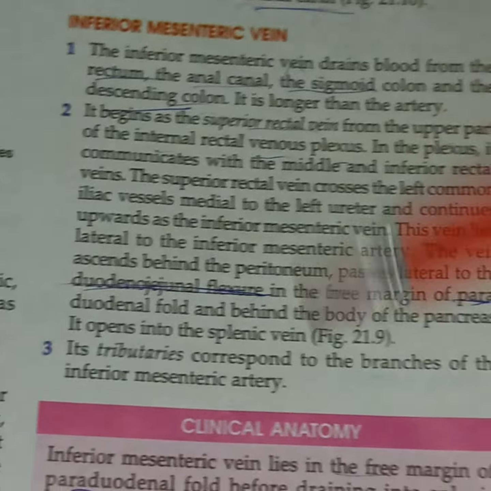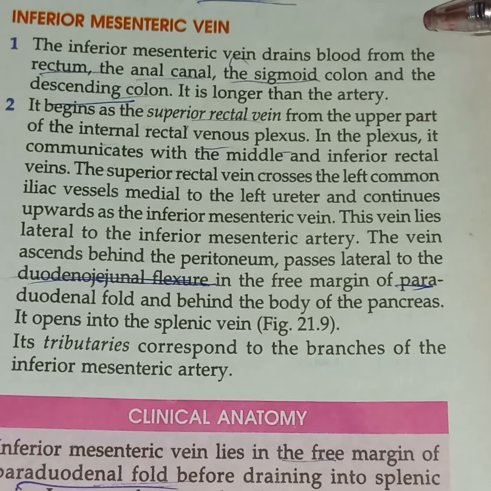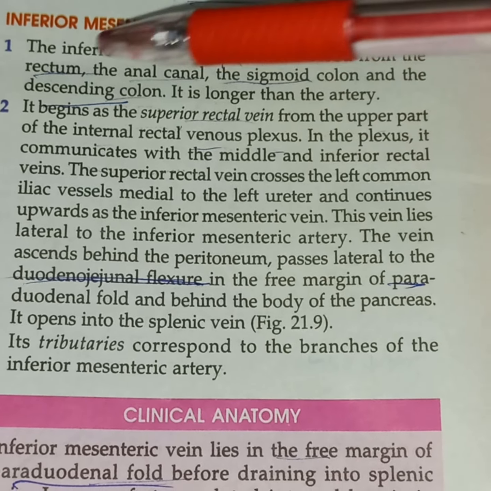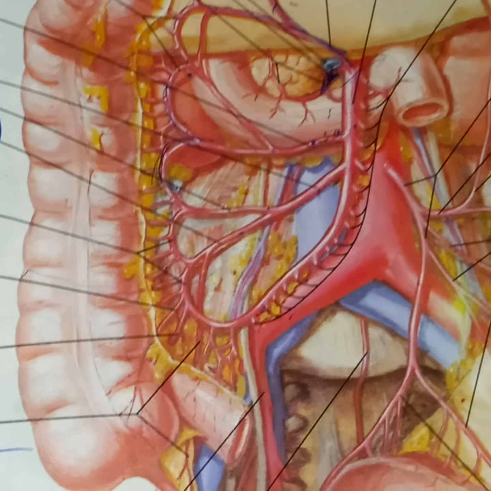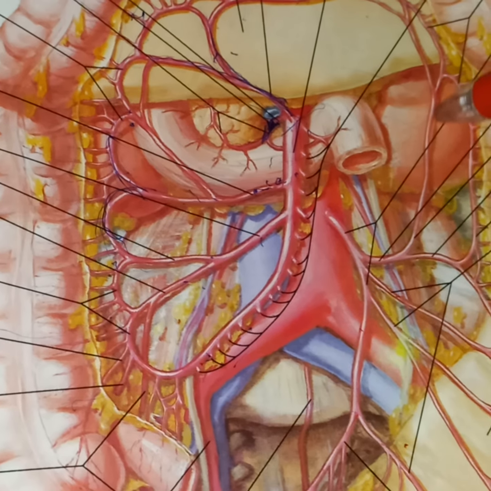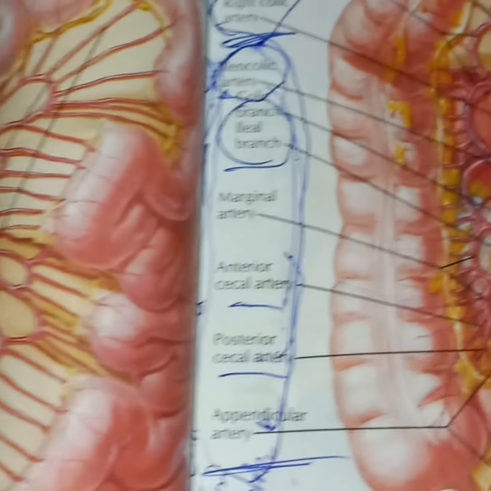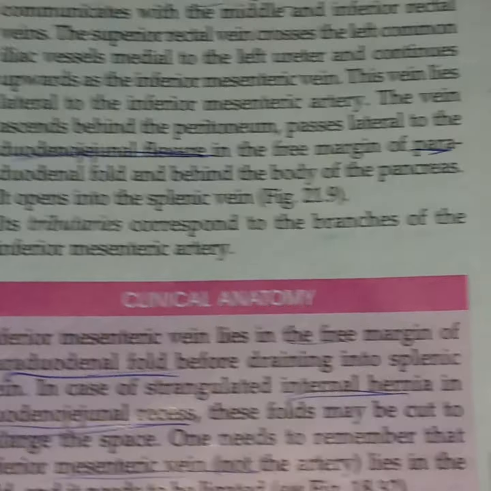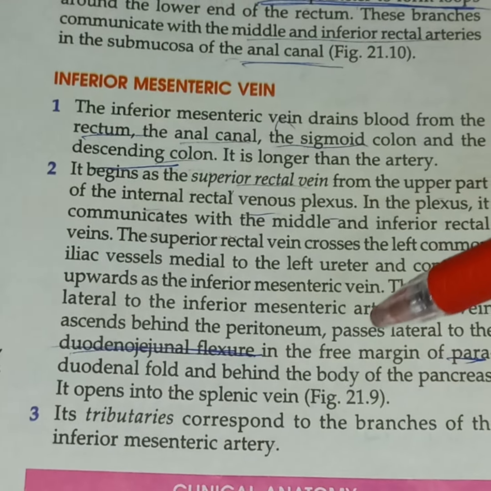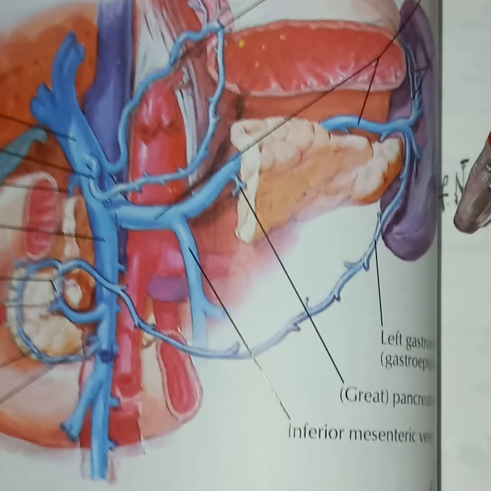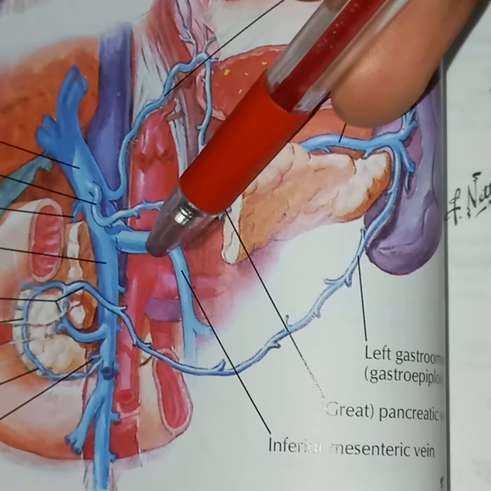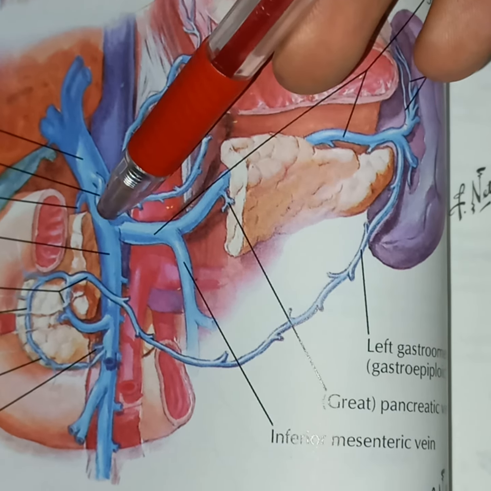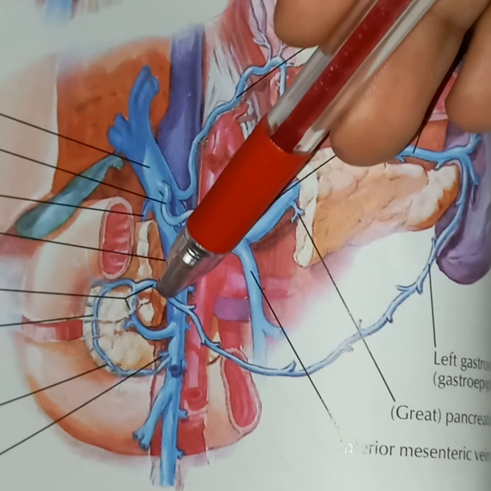The inferior mesenteric vein follows the same course as the inferior mesenteric artery. It drains blood from the superior rectal, sigmoid, and left colic veins, and then drains into the splenic vein.